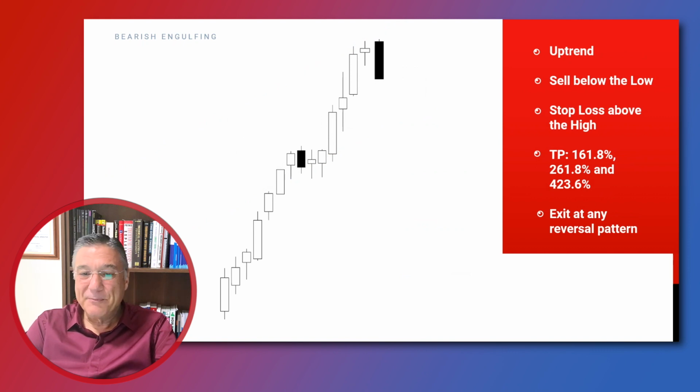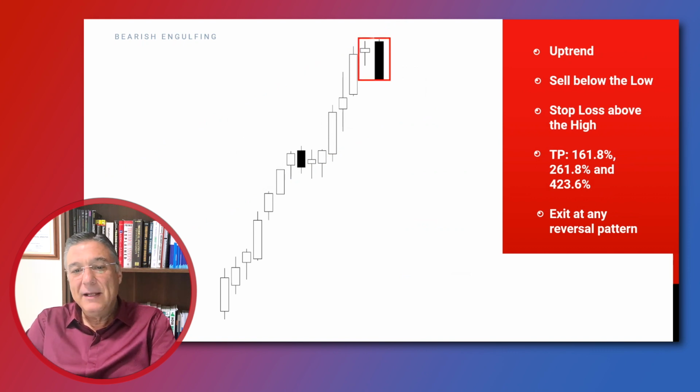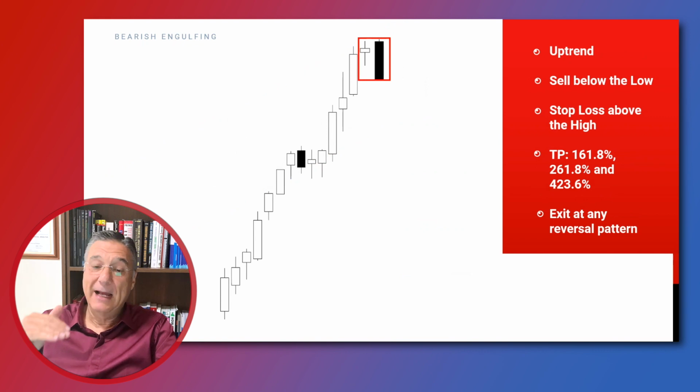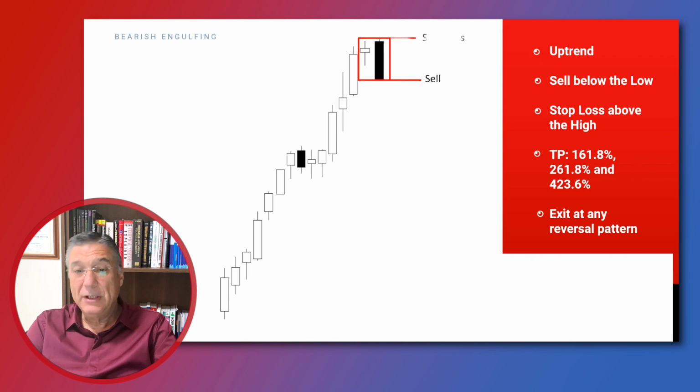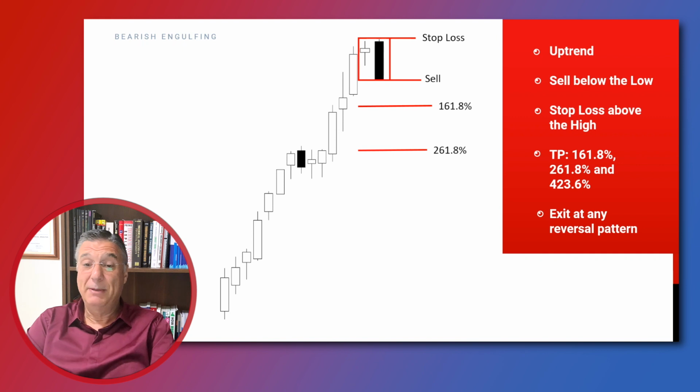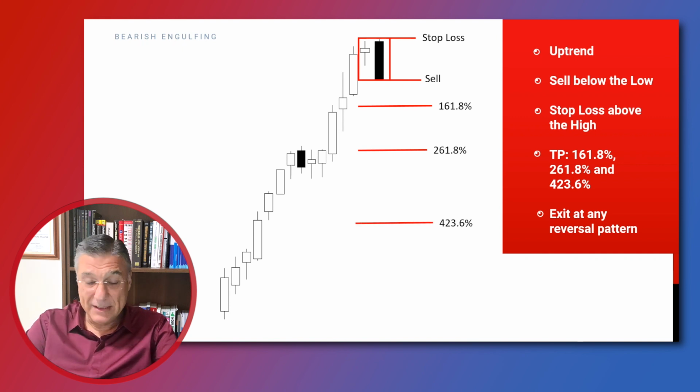In this case, once again, we identify the bearish engulfing pattern at the top of the uptrend. We sell below the low price, and we place a protective stop loss right above. Now, the take profit strategy uses the Fibonacci extensions: 161.8% to close part of our trade, then we close another part of our trade at the 261.8%, and then we close the remainder at the 423.6%.